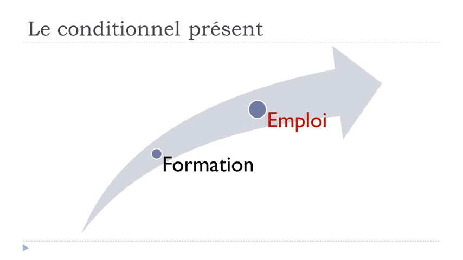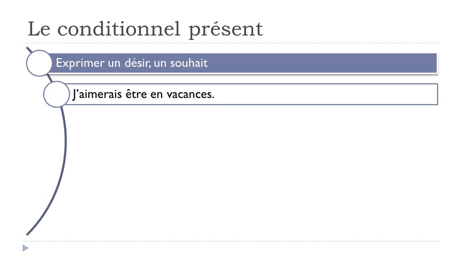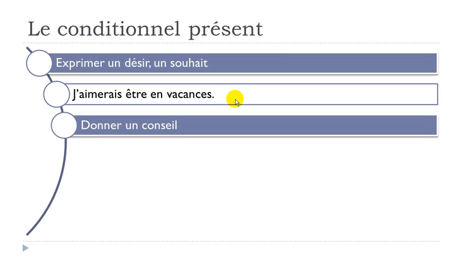Okay? And now let's see when we should use this conditionnel présent, because that's the most important thing. The first situation would be to express a desire or a wish, exprimer un désir ou un souhait. J'aimerais être en vacances. Aimer, to like or to love. And here you've got the conditionnel form. Être, to be. En vacances, on vacation, holidays. J'aimerais être en vacances.